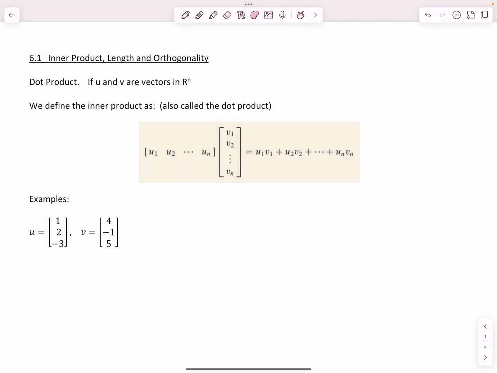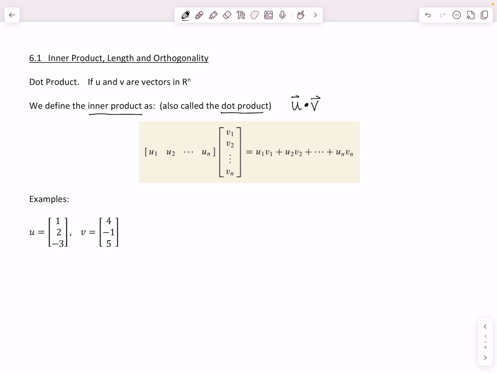So here we go. In here we're going to talk about dot product, lengths of vectors, and orthogonality, which in R2 and R3 means perpendicular. This first part is dot product, and this is a definition. We're going to define this inner product, also called the dot product, and we write it as a bolded dot.